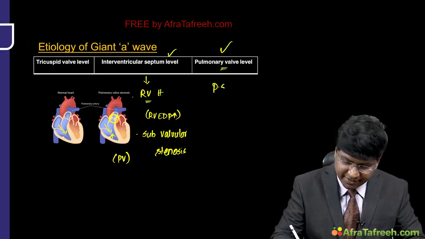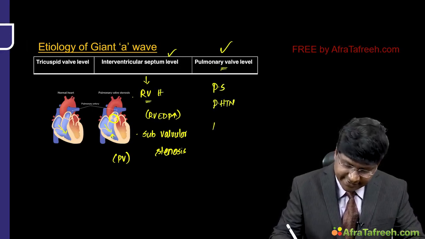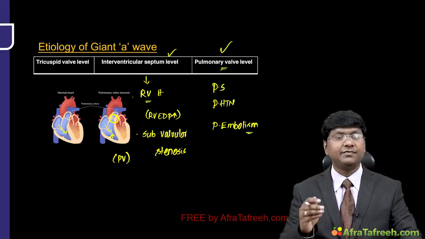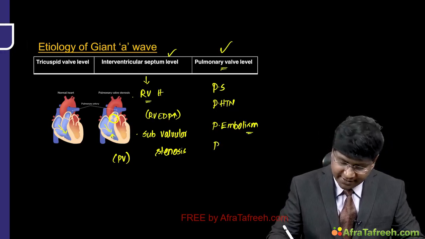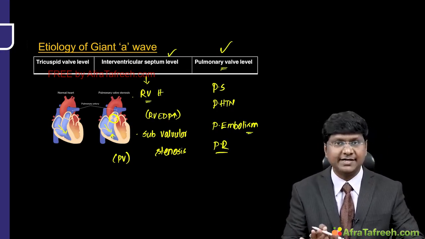So pulmonary stenosis, then pulmonary hypertension, then pulmonary embolism. So these are the conditions where you can have the giant A wave when the pathology is beyond the right ventricle, or even in case of pulmonary regurgitation as well. So these are all the conditions where you will have the giant A wave.